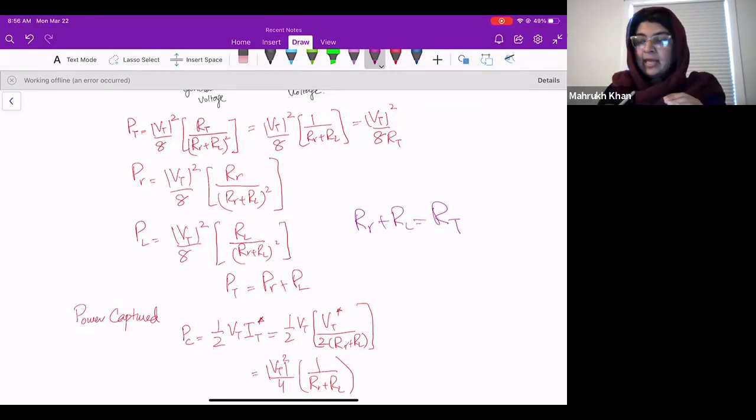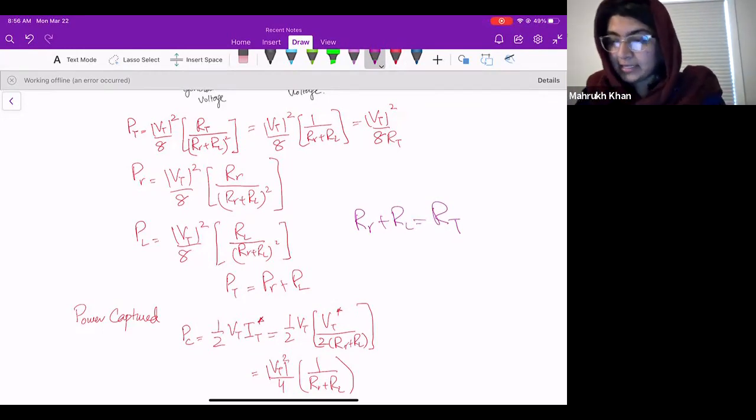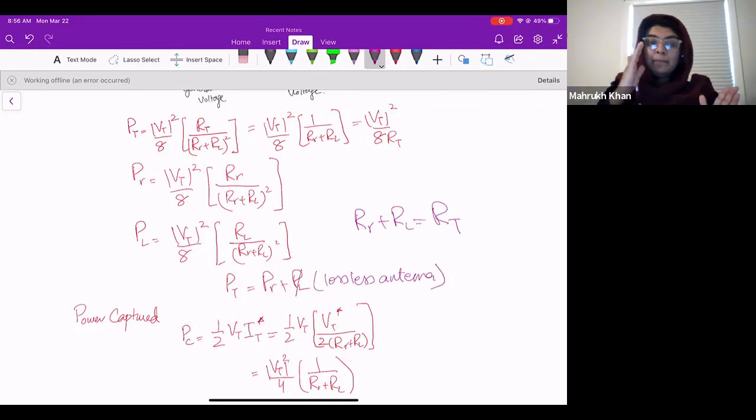Another thing is that if your RL is 0, that is, if the loss resistance is zero for a lossless antenna, this will go away. Then your PT is equal to PR, meaning half the power will be dissipated across R, and then it will be transferred to the T. Okay? All the other things are the same, except that we have changed VG to VT.